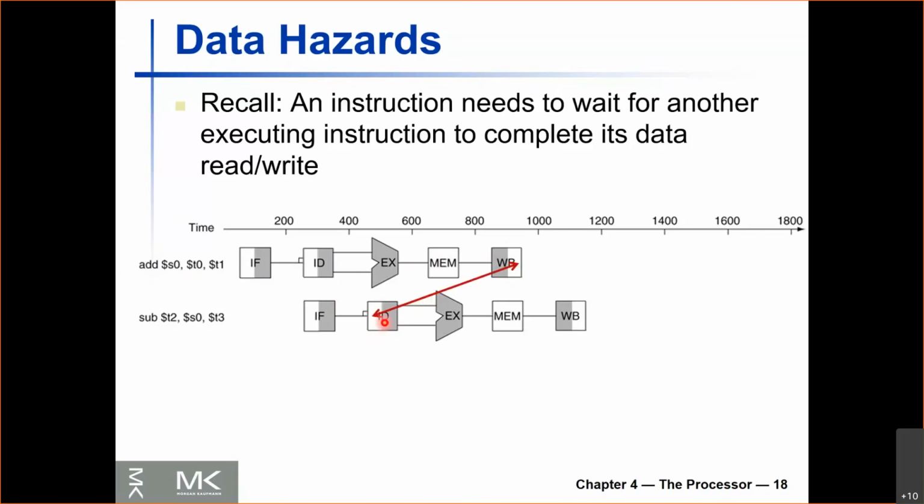We can't have the subtract instruction read S0 from the register file if the add instruction still hasn't written to the register file. Okay, so what can we do here? What can we possibly do to solve this problem? Extend? So what do you mean by extend?